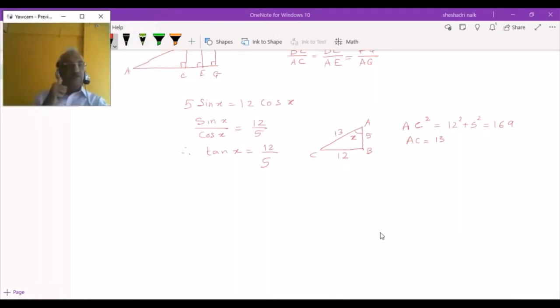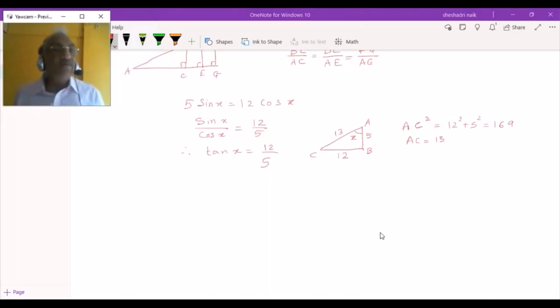So one of the triplets is 5, 12, 13. What is the other one? 3, 4, famous 5. Pythagorean triplet 3, 4, 5. Okay, any other? 5, 12, 13, that is what we just used. Any other? So 5, 12, 13 is one, 3, 4, 5 is another. 24, 7 and 25. Very good.